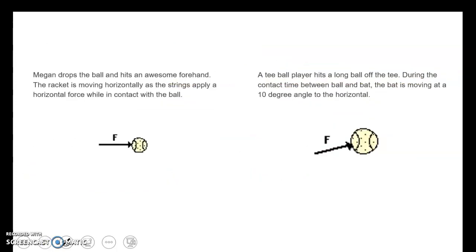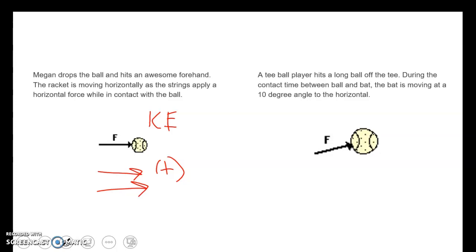So Megan drops the ball and hits it with the forehand. The racket is moving horizontally as the strings apply a horizontal force while in contact with the ball. So we're applying a force this way, right? And the ball travels that way, therefore positive work. Mechanical energy will increase, usually in the form of kinetic energy, because the ball's going to gain velocity.